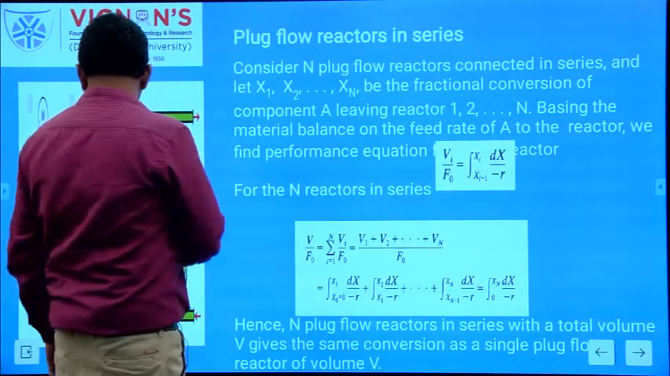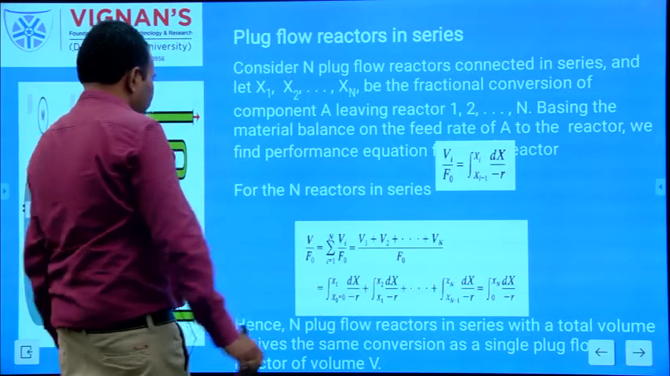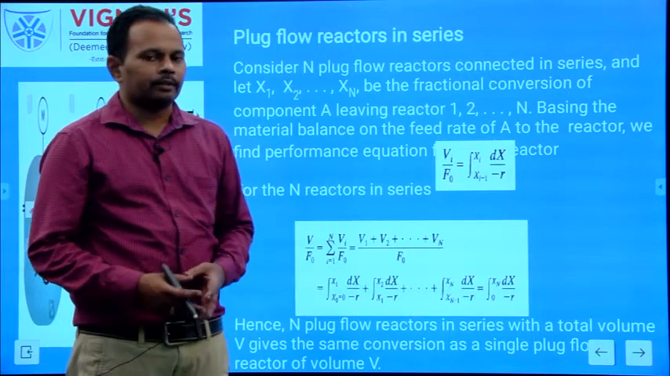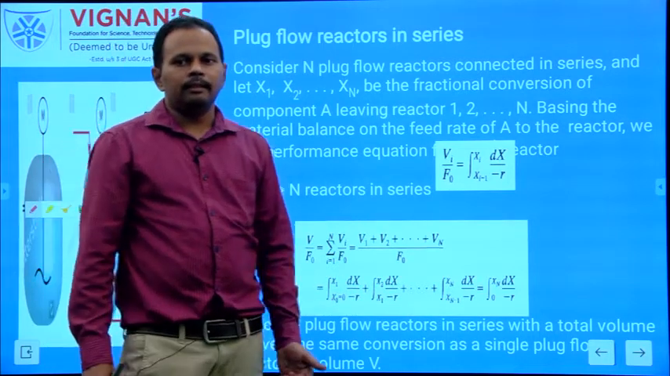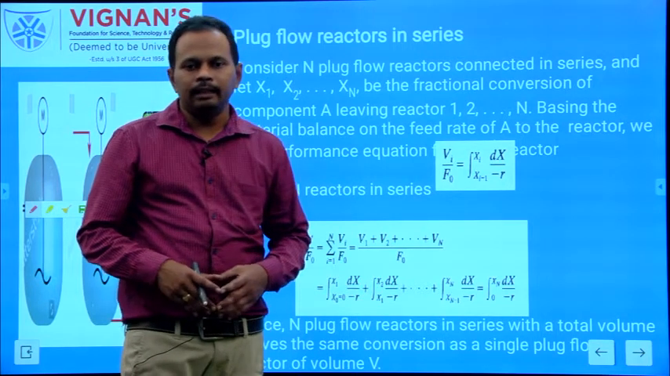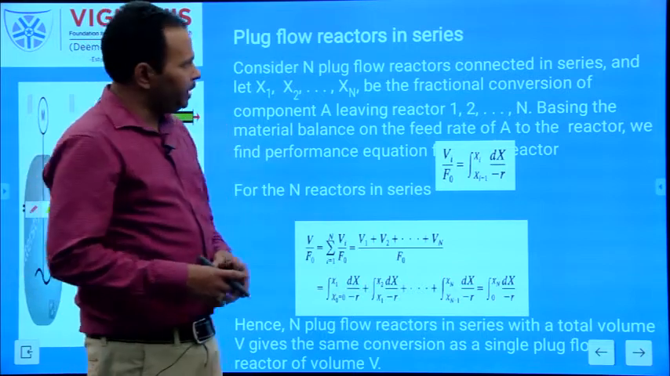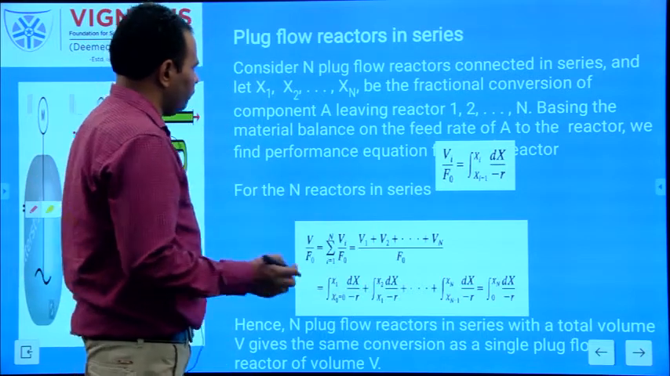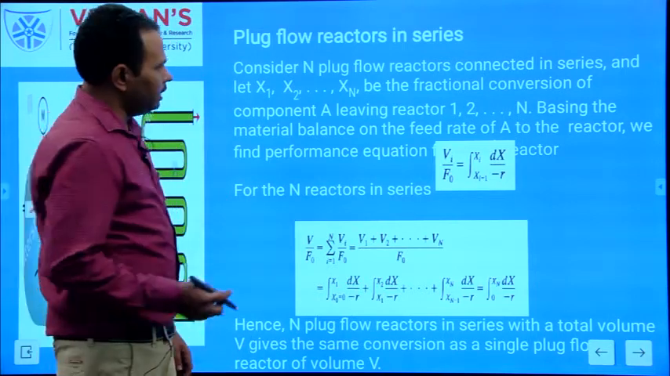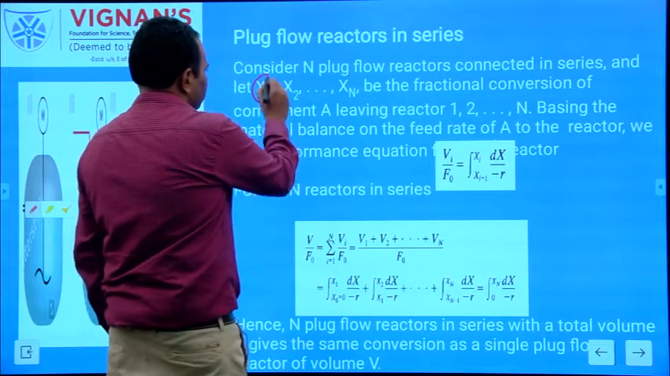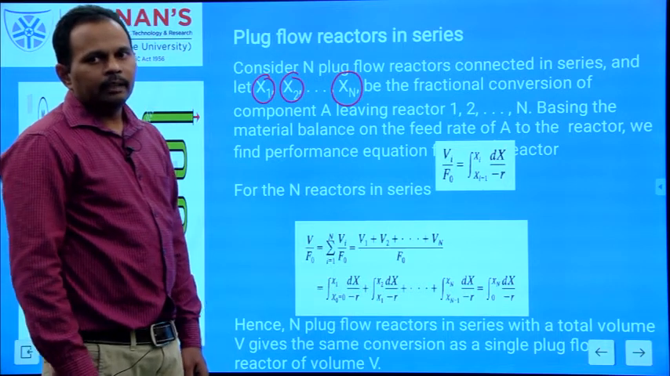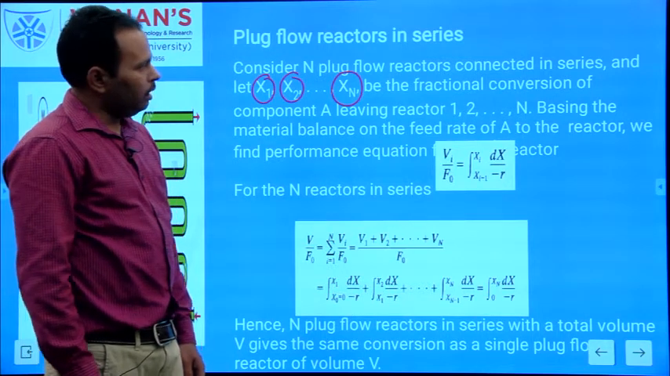Next, when you take n plug flow reactors in series, how can we find the conversion? Just now we have seen the performance equation for a single PFR. Consider n PFRs in series, from PFR 1 to PFR n. Let X1, X2 and so on up to Xn be the fractional conversions of component A leaving reactors 1, 2 and so on to n.